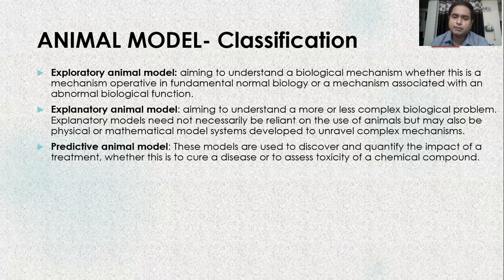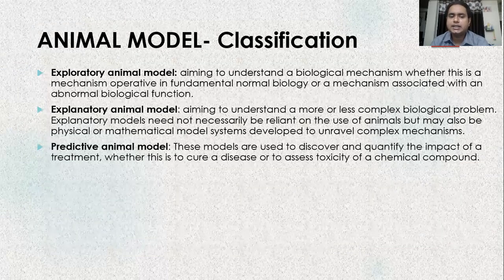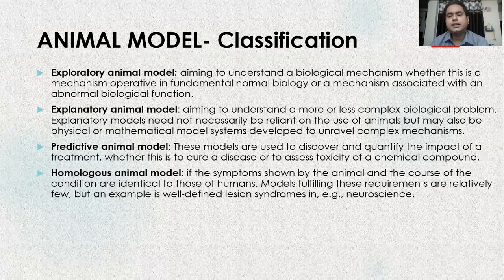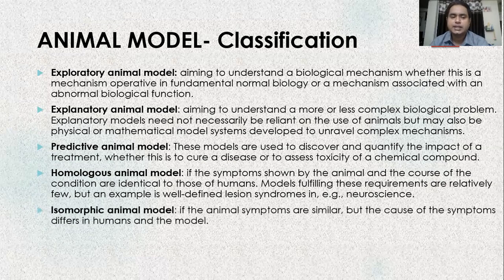The predictive animal models are used to discover and quantify the impact of a treatment, whether this is to cure a disease or to assess the toxicity of a chemical compound. Next is the homologous animal model. If the symptoms shown by the animal and the course of the condition are identical to those of the human, it is homologous. Models fulfilling these requirements are relatively few, but an example is well-defined Lesch-Nyhan syndrome-like neuroscience models.